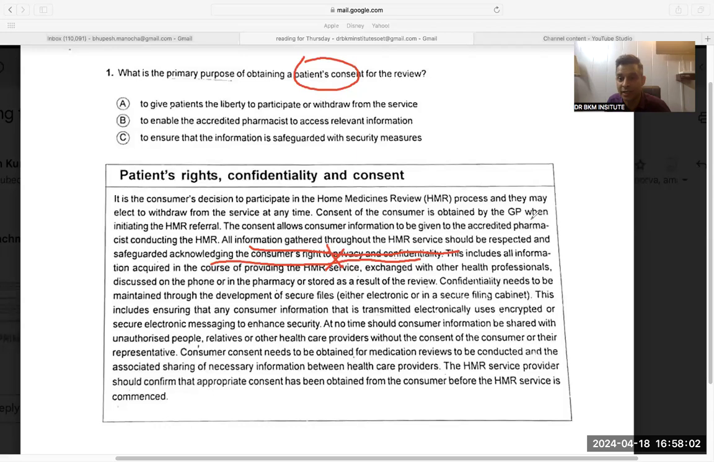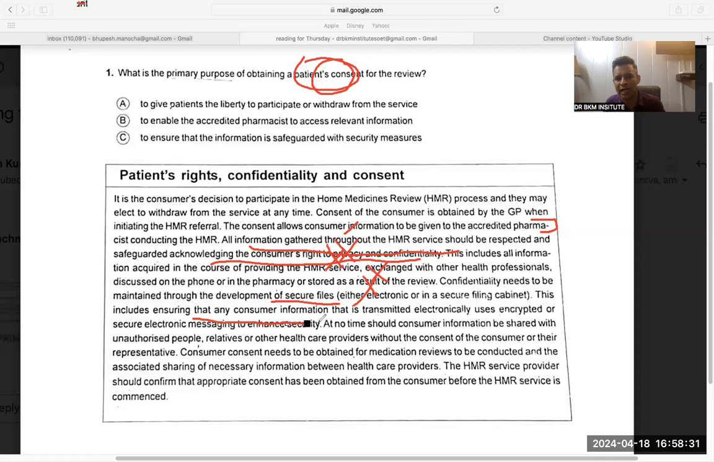But if you understand the purpose of taking consent, we are taking the patient's consent so that we can give the information to the pharmacy. So this also does not have it. This includes all the information, this and this always. Confidentiality needs to be maintained through the development of secure files. Again, it is putting pressure on the doctors that you need to maintain the confidentiality. So this cannot be the purpose. The purpose should be something in favor of doctors or nurses.